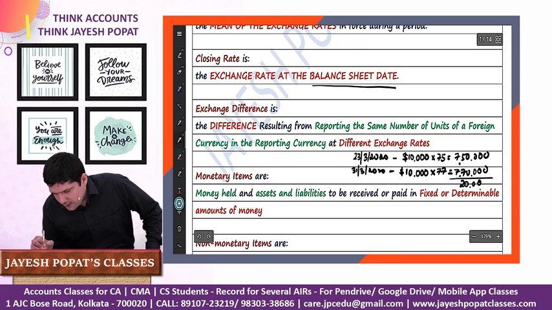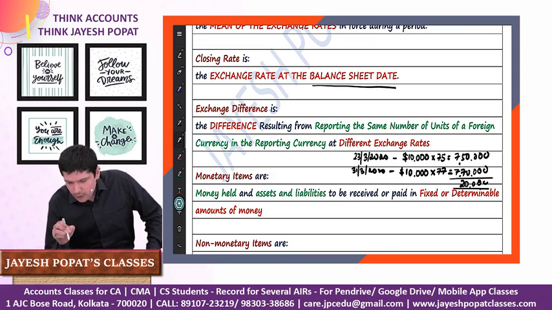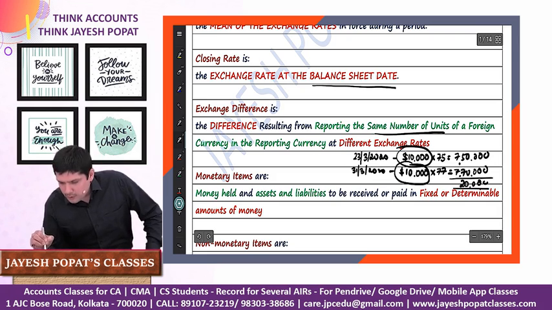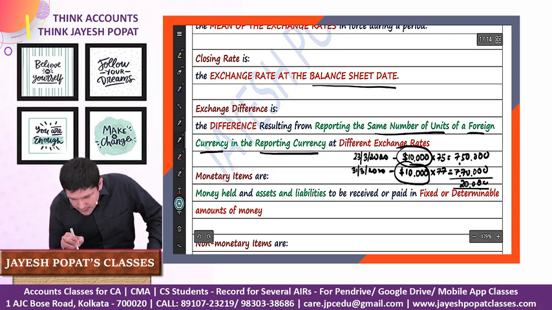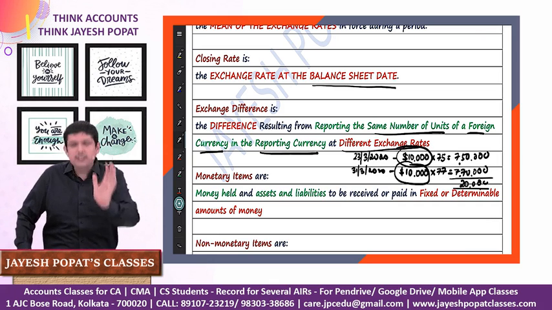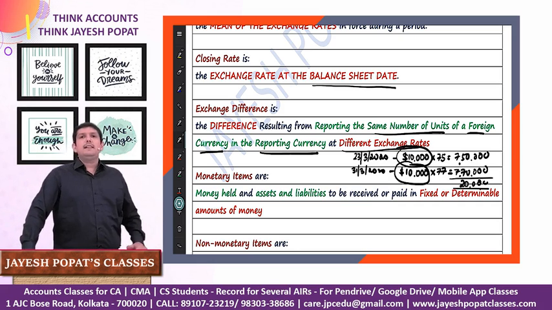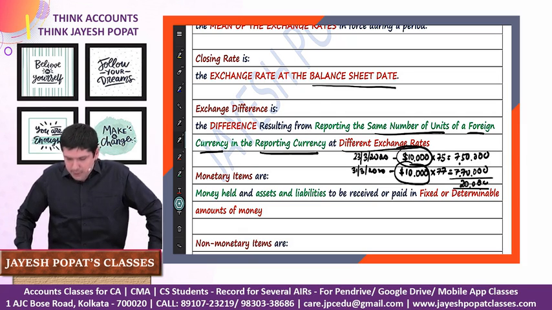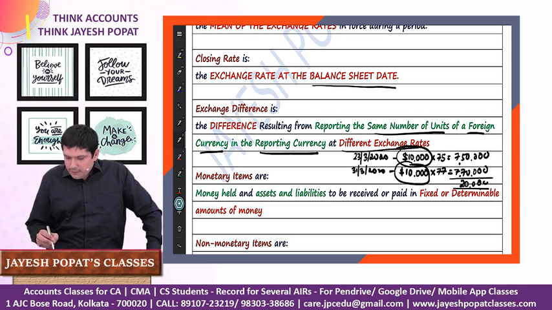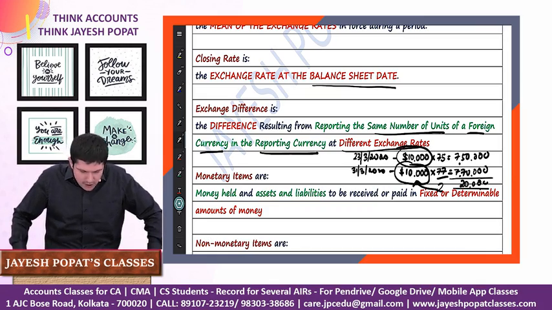The difference between these two will be treated as an exchange difference, right? The difference resulting from reporting the same number of units of a foreign currency in the reporting currency at different exchange rates. So $10,000 have been reported once on the date of the transaction when the exchange rate was 75. Again, it has been restated at the year end, which is 31st of March, and the exchange rate on that date is 77 per dollar. So the difference between these two rates into the amount of foreign currency will be treated as my exchange difference.